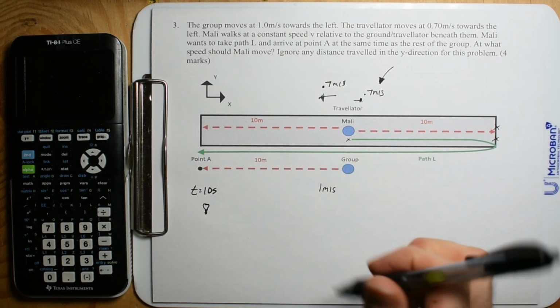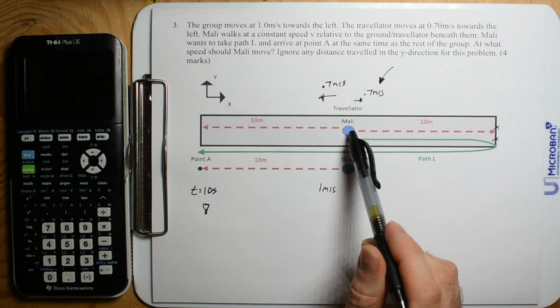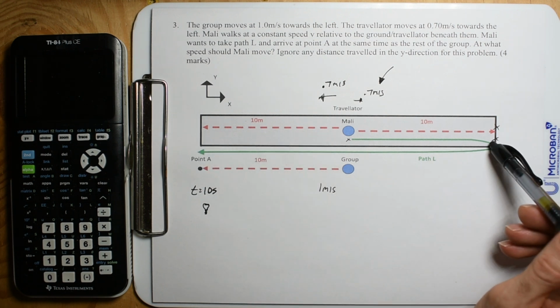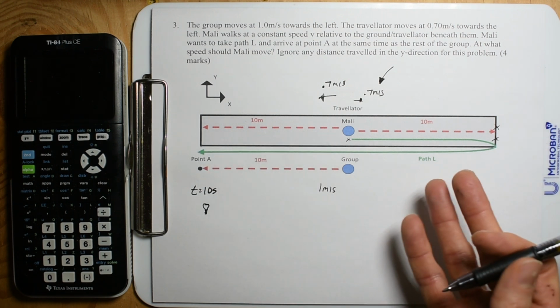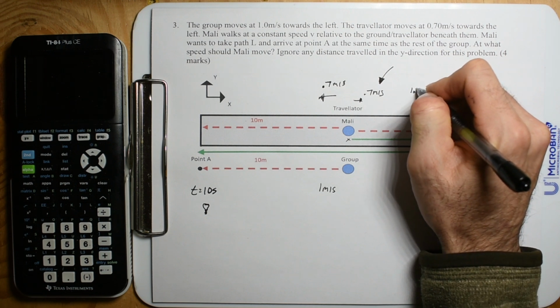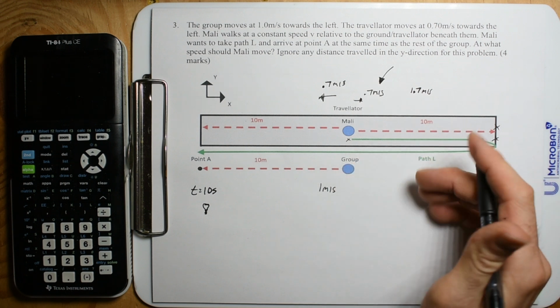Cool. So now we know that if Malachi walks at a speed of 0.7, he's just going to stay there. He's never going to get to point A. He's never going to get up here. So let's choose 1.7 meters per second. So Malachi is going to walk at a speed of 1.7.